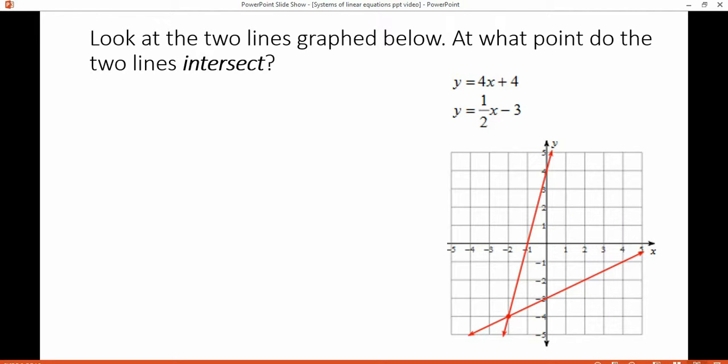Look at the two lines graphed below. At what point do the two lines intersect? Now, just a quick vocab note: intersect means, this is basically asking, where do these two lines meet? Where do these two lines intersect?